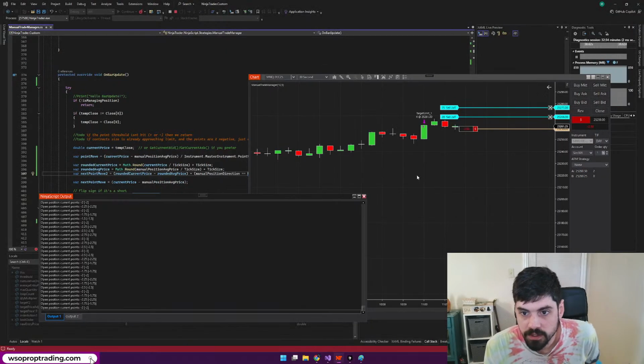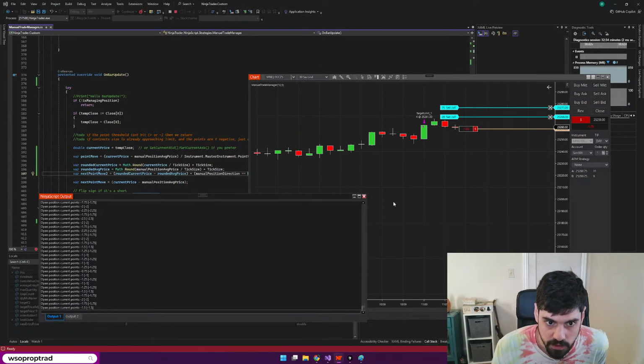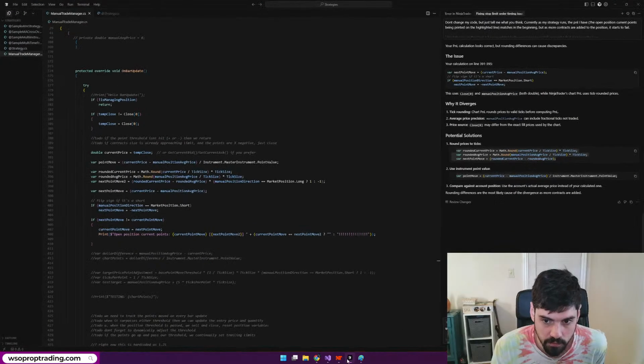I don't know. I think the rounding is wrong, really, is what it is. What I think we should do here is, instead of this, we do the current price and the average price. We figure that out and then round it. But we'll see. I don't know.